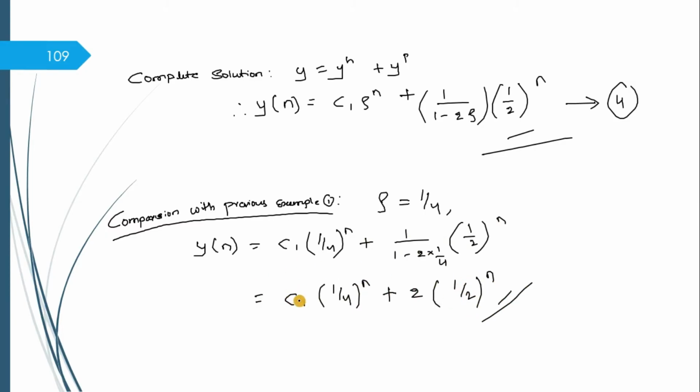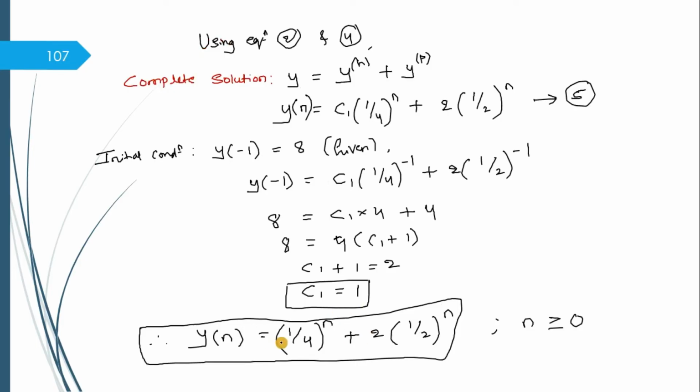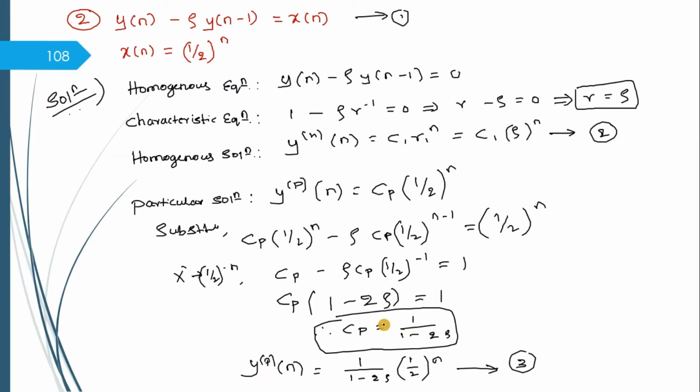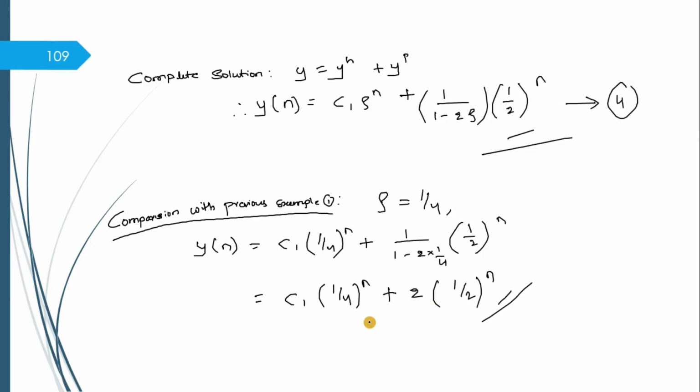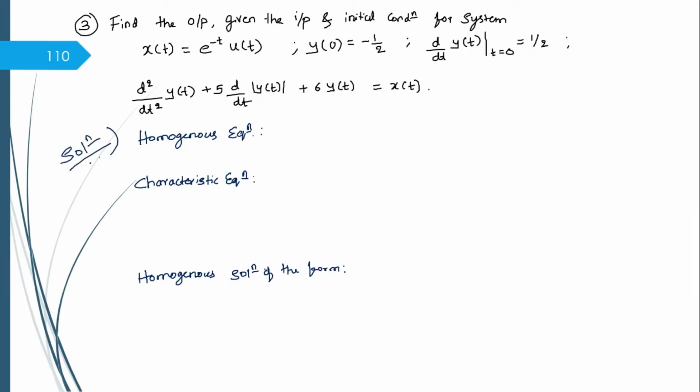Of course, if I give the same initial conditions, you will get C1 equal to 1, the same as the first problem. C1 you ignore right now because initial conditions are not given. So 1 by 4 raised to n plus 2 into 1 by 2 raised to n. Same thing is here. Just to have a general touch, I have taken that example in front of you. Now for the next one, I have slightly changed the input.